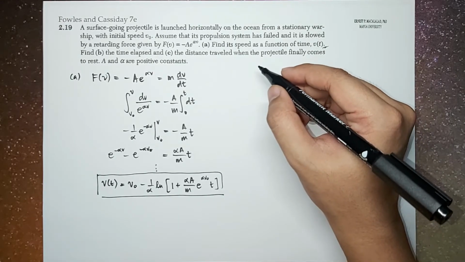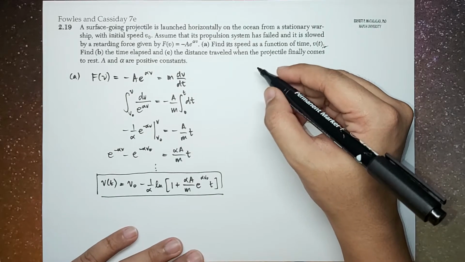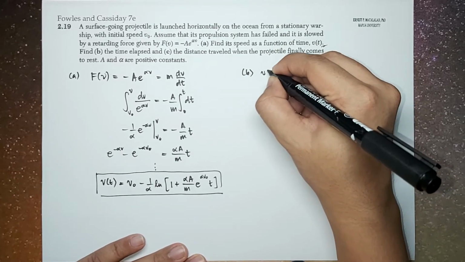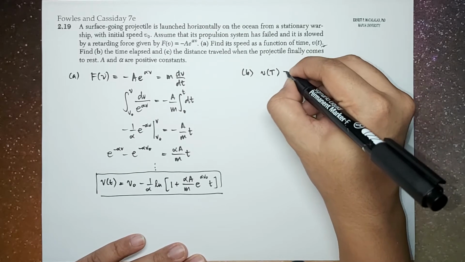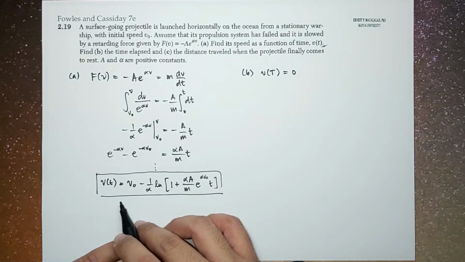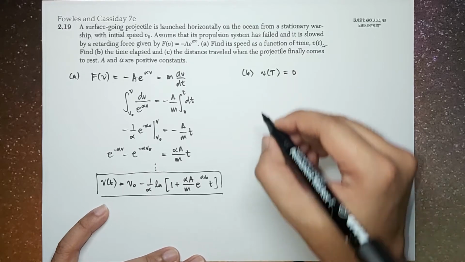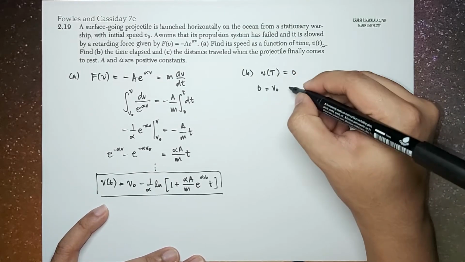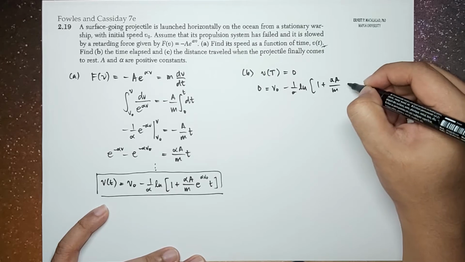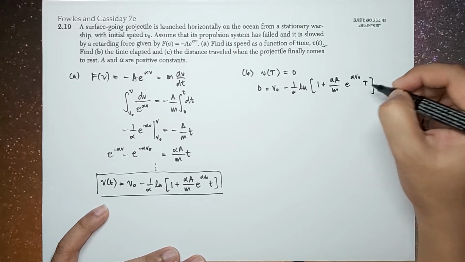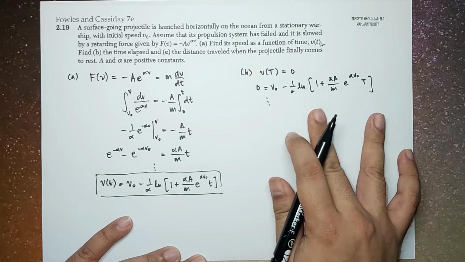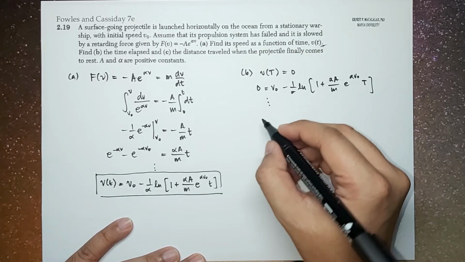Now to solve for the elapsed time, that means we set another boundary condition wherein at that elapsed time t, the speed is 0 because it comes to a rest. Substituting this to our velocity function, this becomes 0 equals v0 minus 1 over alpha ln of 1 plus alpha a over m e to the alpha v0 t. And then we can just solve for the time t, and we'll end up with this expression.